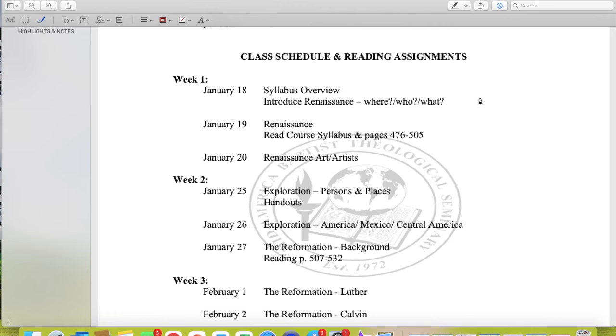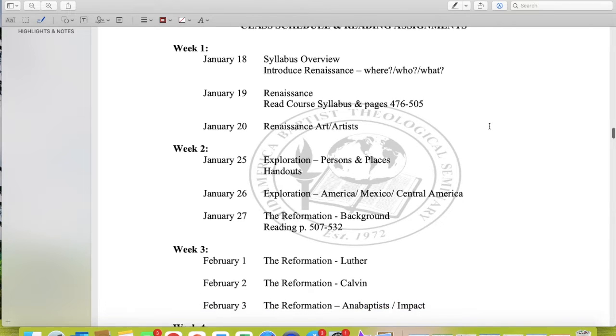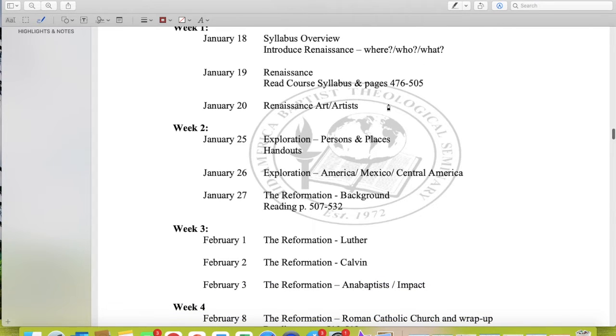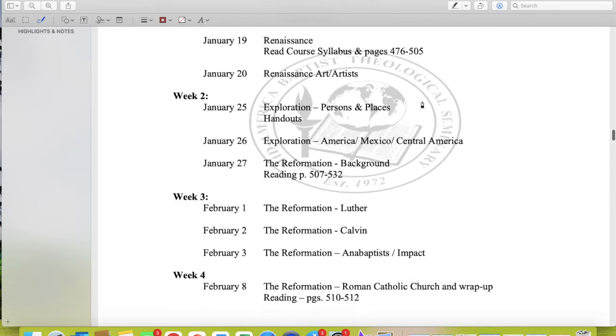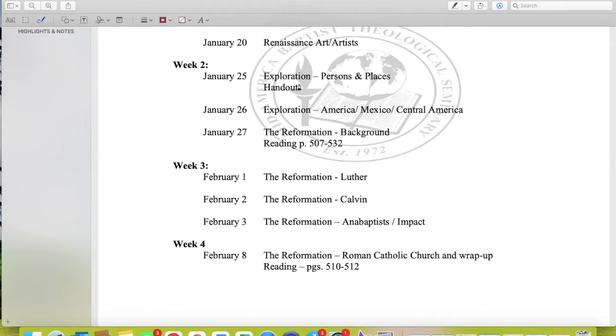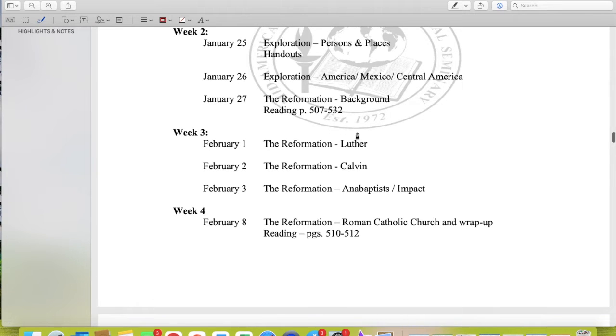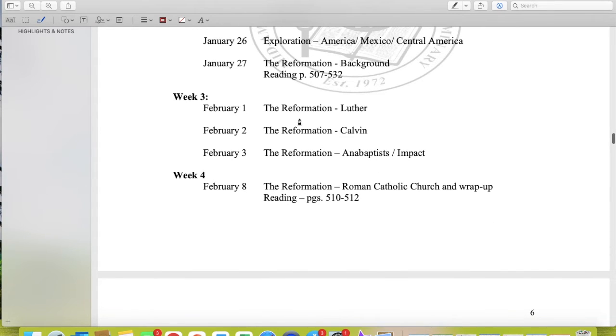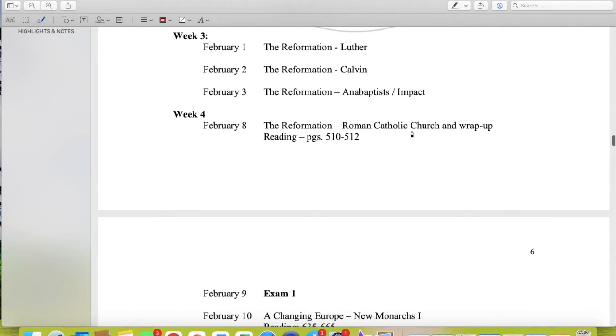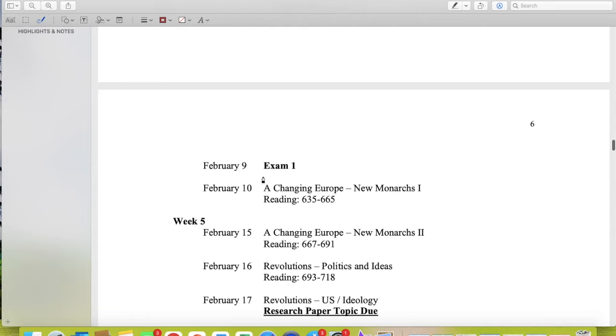Let's go down here to the class schedule and reading assignments. So you see the dates there. You've got a syllabus overview, which is the video you're watching now, and then we have Renaissance, and here are your reading pages. Then we have explorers, so we're going to do exploration, then we'll move into the Reformation. We'll be talking about the Reformation for a couple of weeks: Reformation Luther, Reformation Calvin, Reformation Anabaptists, Reformation Roman Catholic Church, and then we get to exam 1.